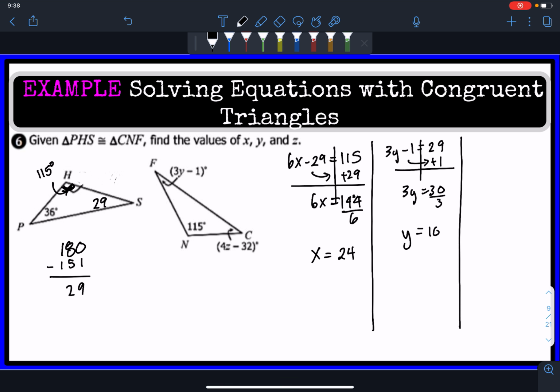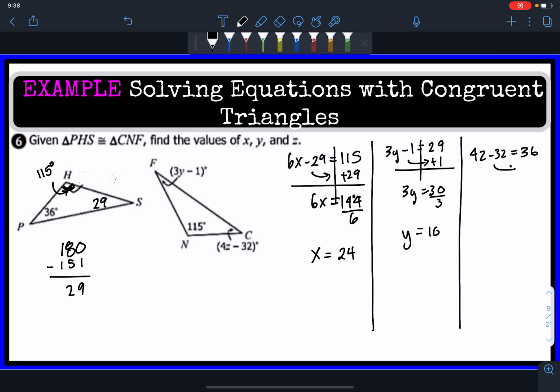And the only one that's left is z. So 4z minus 32, what is that going to equal? Well, angle C, which is this angle right there, corresponds to angle P. And we know that P is 36. So we set that equal to 36.